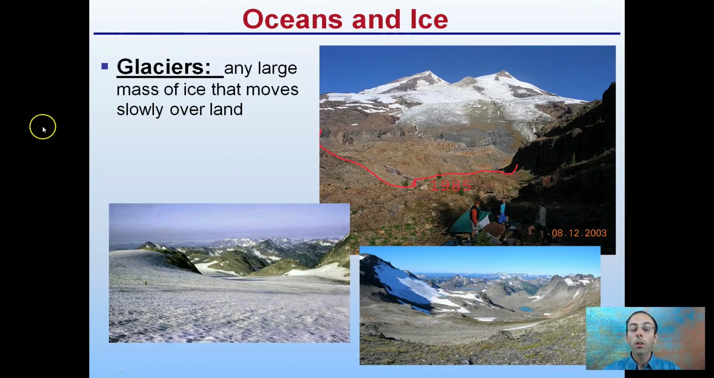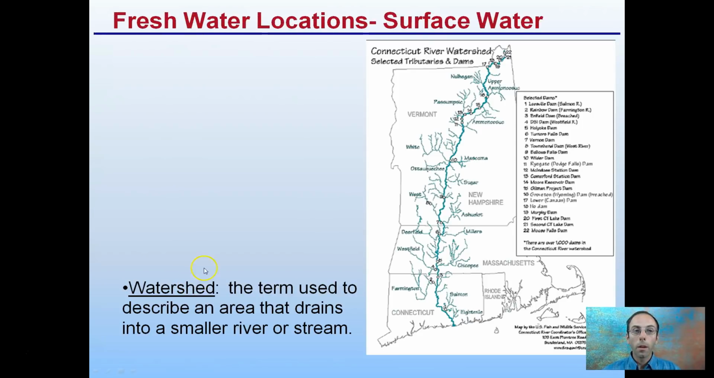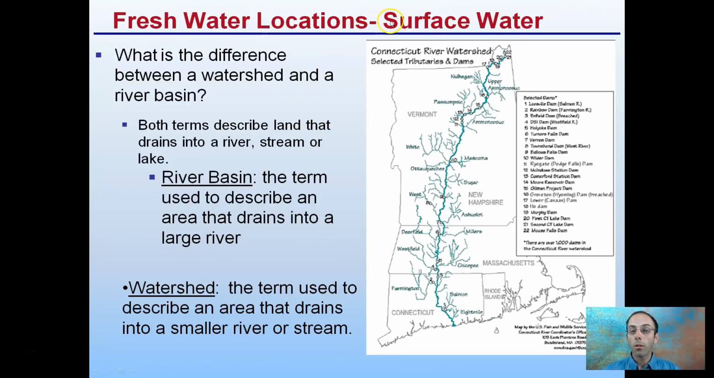Continuing with ice, we also have glaciers, which are any large mass of ice that moves slowly over land. Sadly, we're seeing a lot of the glaciers being reduced. You could see the evidence of where the glacier line was here in 1985, and this picture was taken in 2003, showing how much it's receded. Again, these are images of the same area taken in different years, and we can see the great receding, or sadly melting, of these glaciers.